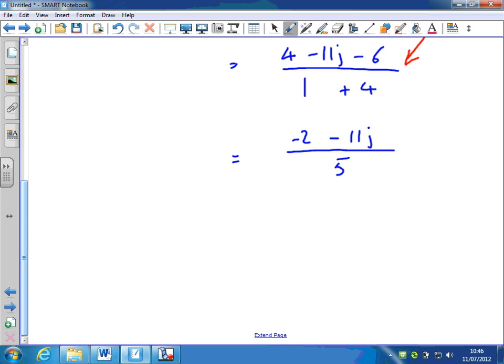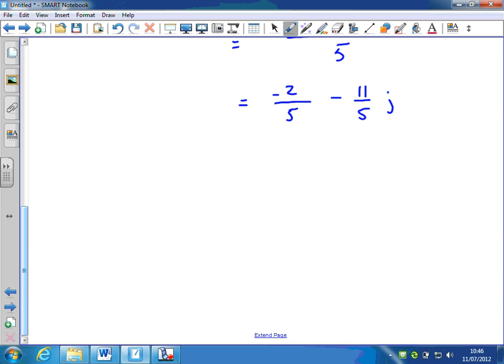So now what we do is we divide each of these numbers by 5. We split the fraction into minus 2 over 5 minus 11 over 5j. And so we can work out what minus 2 over 5 is. That's negative 0.4. And 11 over 5 is minus 2.2 j. And that would be the final answer.